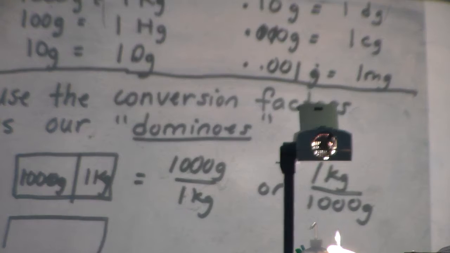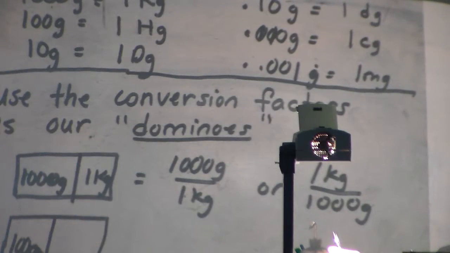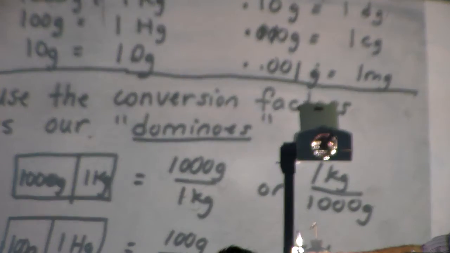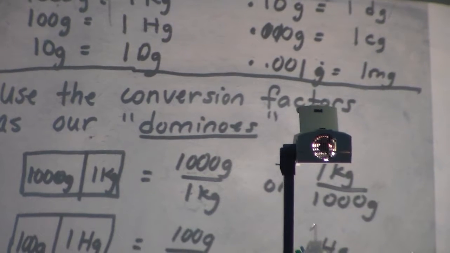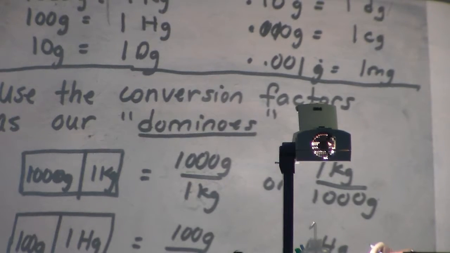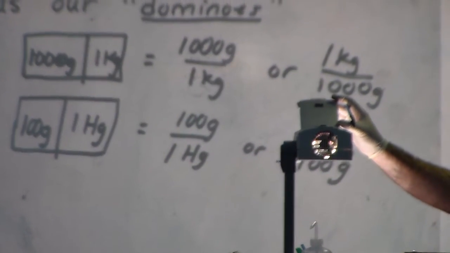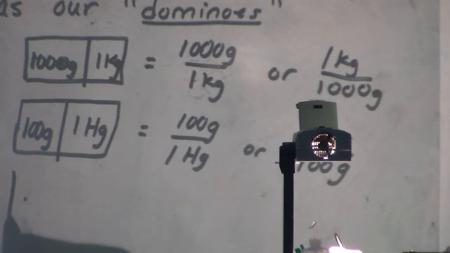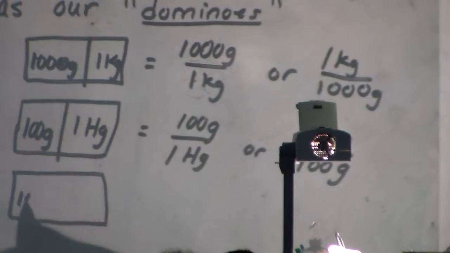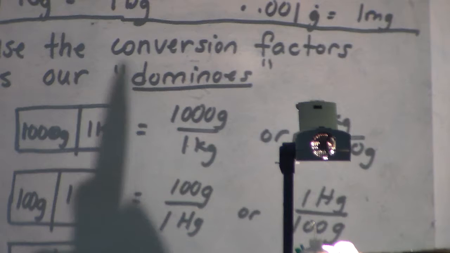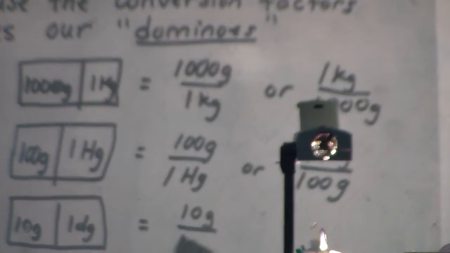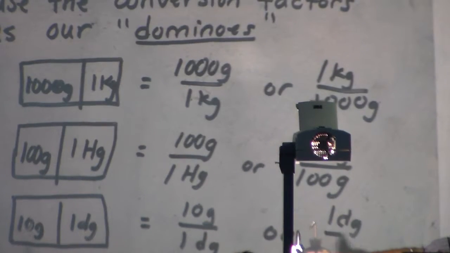The next domino was 100 grams to 1 hectogram. That could be written as 100 grams over 1 hectogram, or 1 hectogram over 100 grams. What's the next domino? We're going to do the 10. So 10 grams equals how many decigrams? 1. So that could be written as 10 grams over 1 decigram, or 1 decigram over 10 grams.